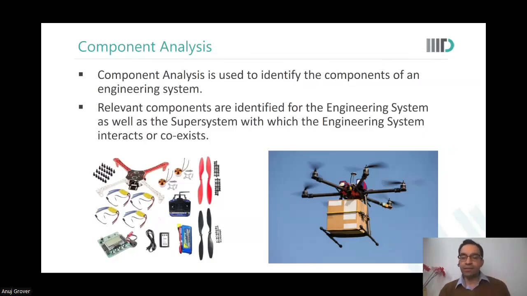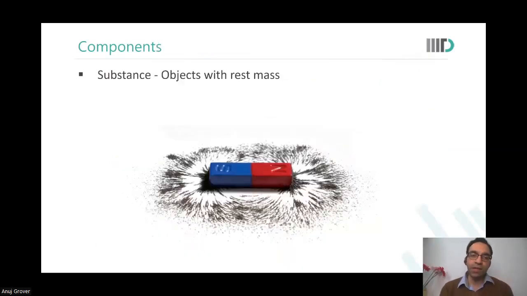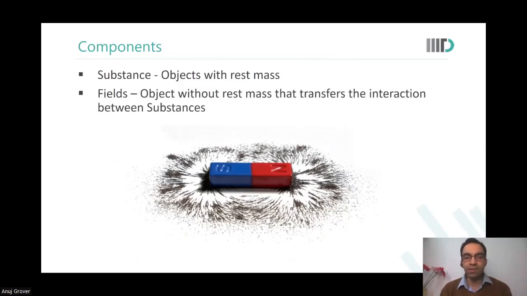Okay. So we identify system and super system components. And these components could be two things: substances or fields. Substances are objects with a rest mass. So when I showed that drone, I was showing the substances as the blades, the wires, the battery, and everything. And when we are identifying these components, we should also identify fields that are there due to these components and with which the engineering system is interacting.